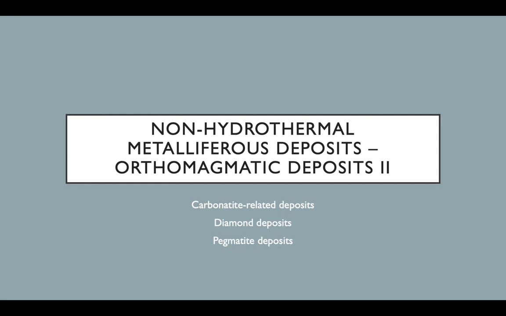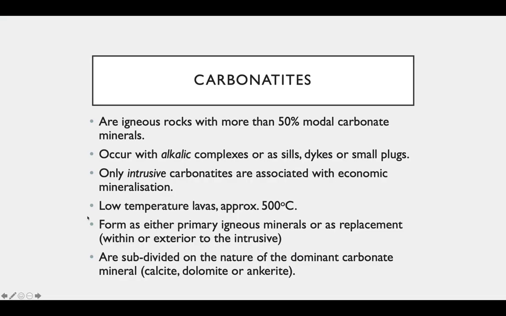Second part of this talk, largely going to cover carbonatites, diamonds, and pegmatites. So quite a diverse range here. But first, the weird and wonderful carbonatites. These are some sort of magma that is predominantly carbonate material. They're very weird and poorly understood.